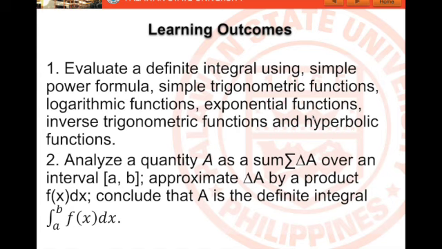and one of our outcomes also is to analyze a quantity A or area as a summation of the changes in area over an interval [a, b], and also to approximate this area by a product of a function f(x) dx, and conclude that A is the definite integral, the integral from a to b of f(x) dx. So this part would be more on explanation and derivation and proving.